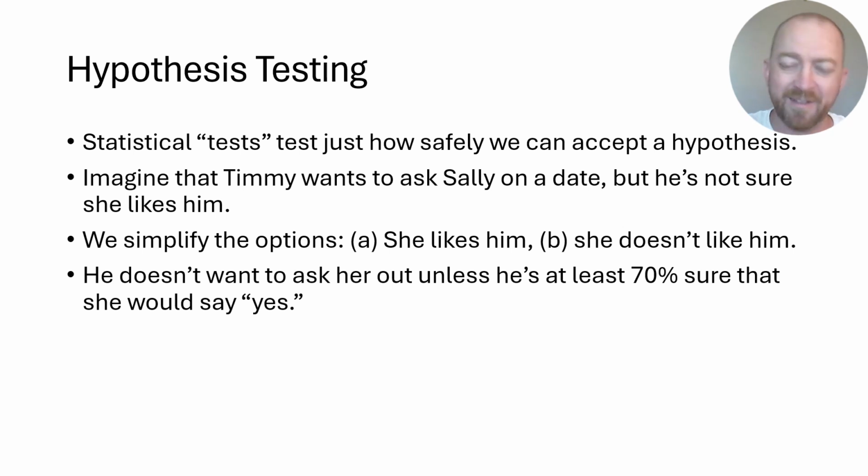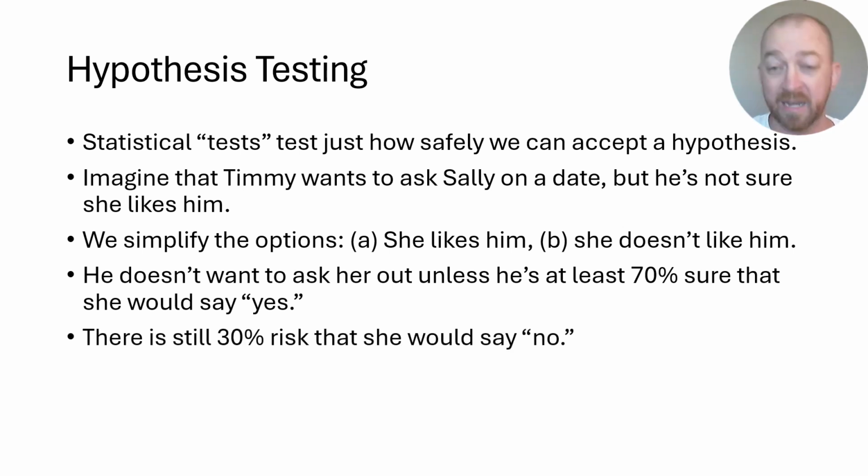But in a lot of social relationships, it's a little less clear. It seems like she likes me, kind of thing. And so maybe that's what Timmy does, he kind of gets to this internal sense of 70% surety that she would say yes, right? And now that's kind of risky though, because there's still the 30% chance that she would say no. And this happens all the time, right? You kind of think, yeah, I bet she'd say yes.